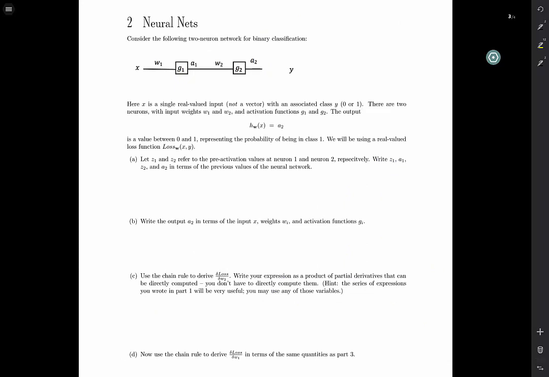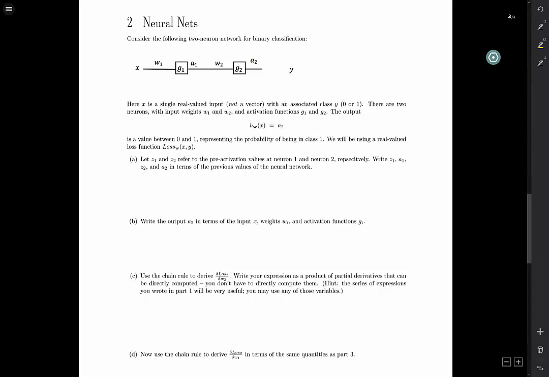Okay, so let's move on to part 2, which is on purely neural nets. We're considering the neural network below with 2 neurons for binary classification, where x, the input, is a real value, and we're trying to learn a class y equals 0 or y equals 1. The unknowns are the weights w1 and w2, and we have some activation functions, g1 and g2, which they don't really tell us. The output is a2, which is between 0 and 1. They also give us a loss function. If you need a reminder, look at the overview lecture before this.